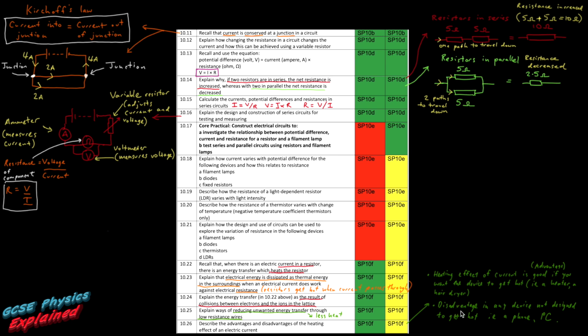Or it's a disadvantage in any device not designed to get hot. For example, a phone or a PC. If you're putting electrical energy in and that electrical energy is turned into heat energy and you don't want it, then that's clearly a disadvantage. You could end up breaking your PC or phone because it overheats.